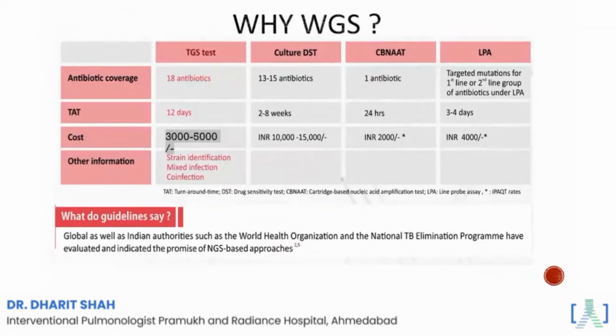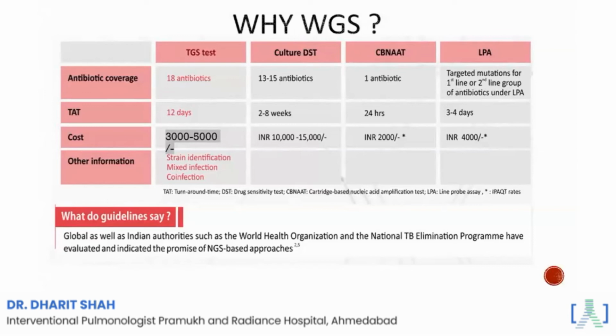Now your main question is why I am promoting WGS. This is the answer. The options are TGS, which is tuberculosis genomic sequencing; second, culture DST; third, CBNAAT; and fourth, LPA. How many drugs are covered by the different investigations? WGS covers 18 antibiotics. Culture DST covers only 13 to 15 antibiotics. CBNAAT gives only a report of rifampicin. And LPA, as I have mentioned, covers 4 different drugs.